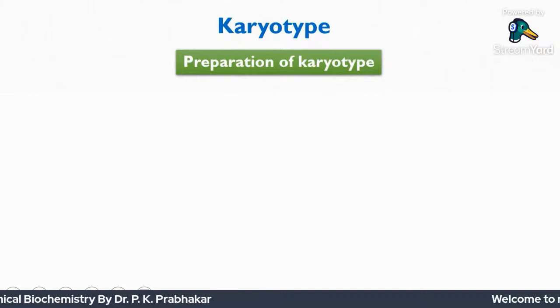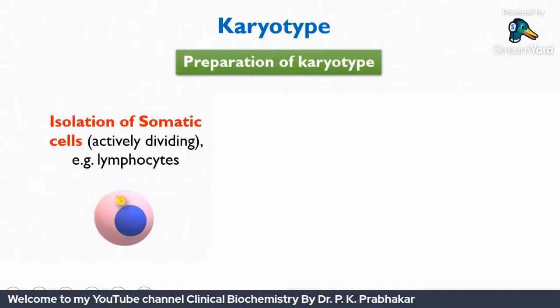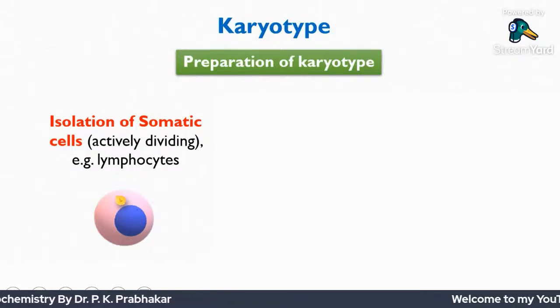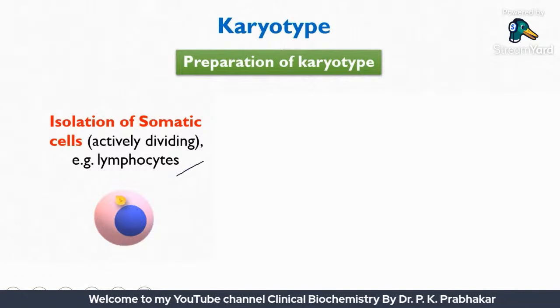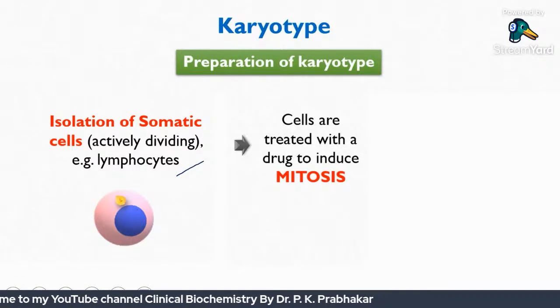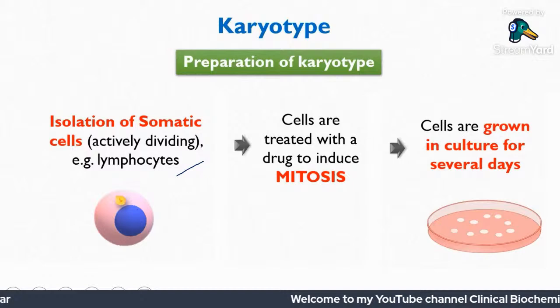Now let's see how we start the process if I want to do the karyotype. There are a few steps. First, somatic cells, which are actively dividing cells, are taken, as we have seen in the samples. Most commonly we take lymphocytes. Then these cells are treated with a drug to induce mitosis, so cell division will start, and then cells are grown in culture for several days.